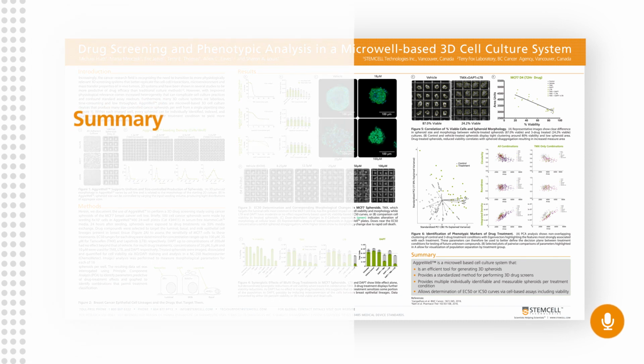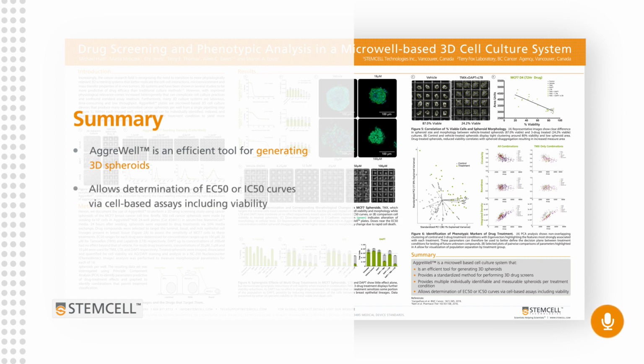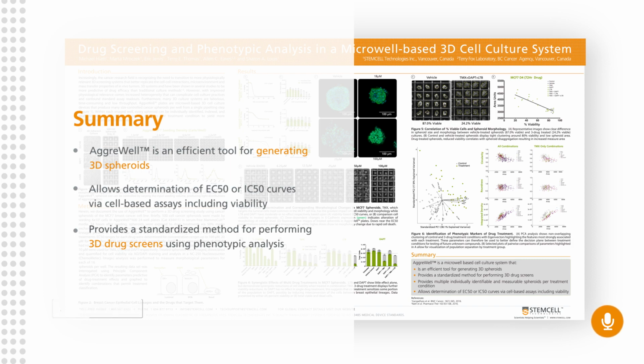In summary, Aggarwell is an efficient tool for the standardized generation of multiple 3D spheroids per condition. Traditional methods, such as the determination of EC50 or IC50 curves via cell-based assays, can be supported. Furthermore, phenotypic analysis can reduce the time and effort required to detect treatment effects in screening applications. And who wouldn't want that?